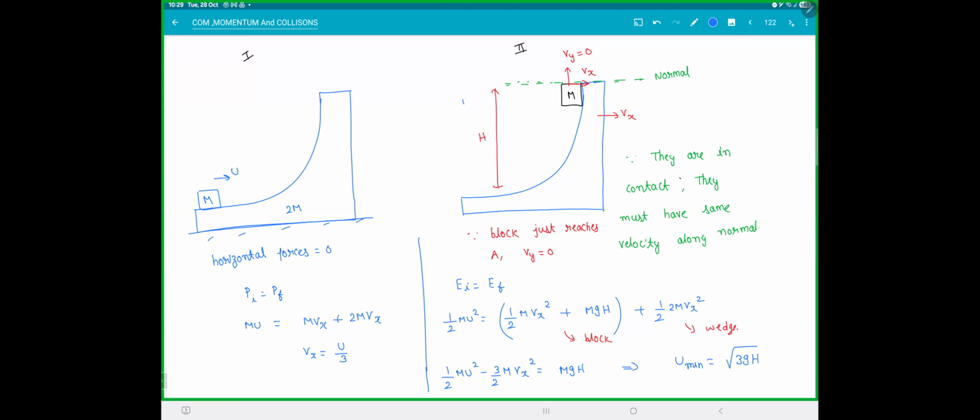Now the second part of the question, instead of this, if I give 2 times the speed, matlab if you give 2 times root 3gh, then what will be the maximum height and can you describe the motion? How will this block move? 4h, right Samyak? Right Siddesh?